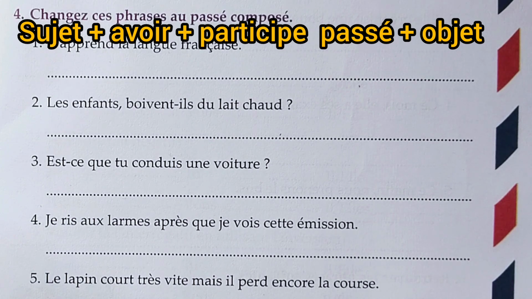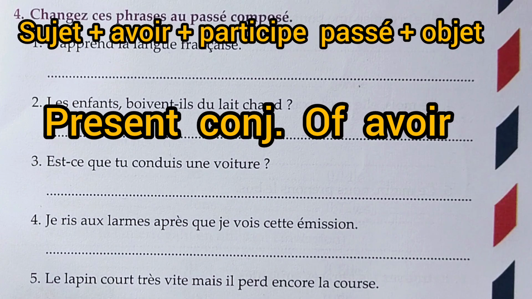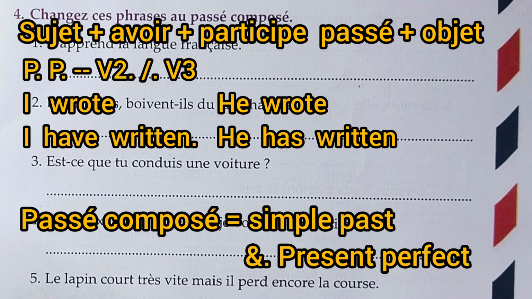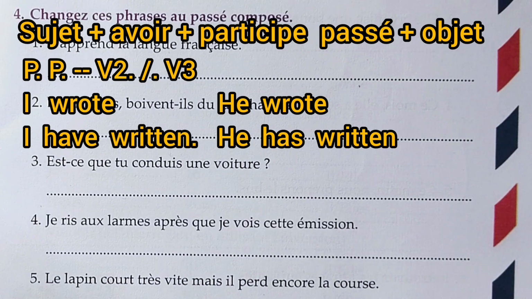Sujet plus a verb plus participe passé plus object. Sujet means subject, and then we use the present conjugation of a verb, and then we use participe passé. Participe passé means the second form and third form of the word. It is used for both simple past and present perfect tense. So the passé composé you can use for simple past and present perfect.